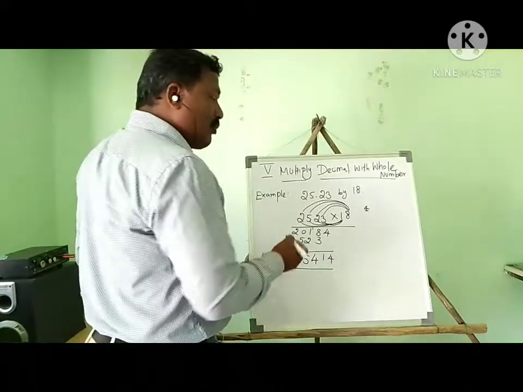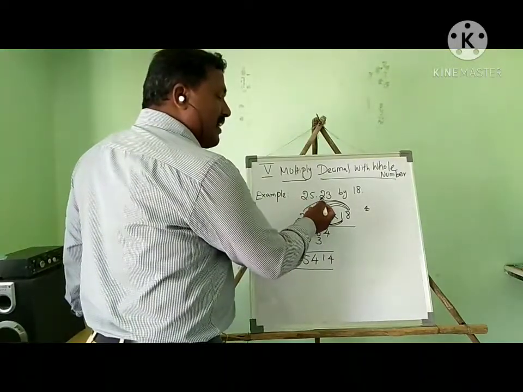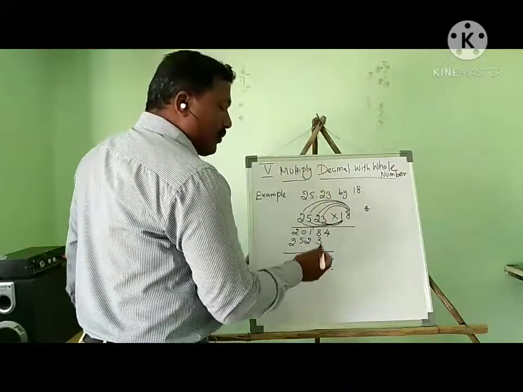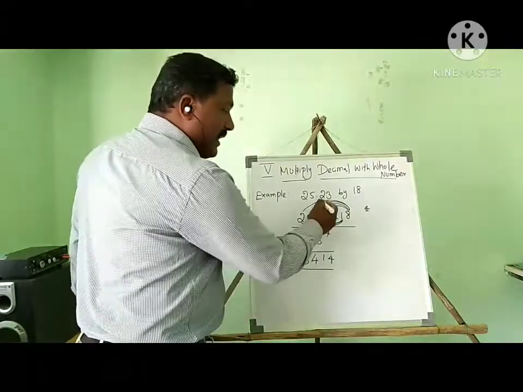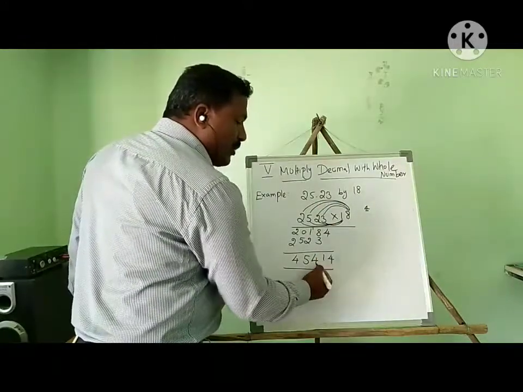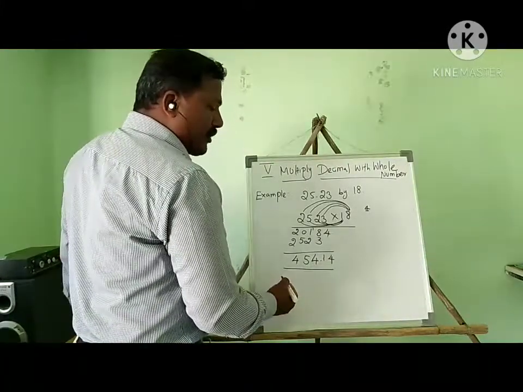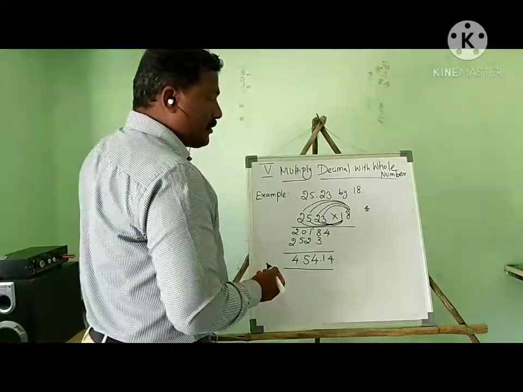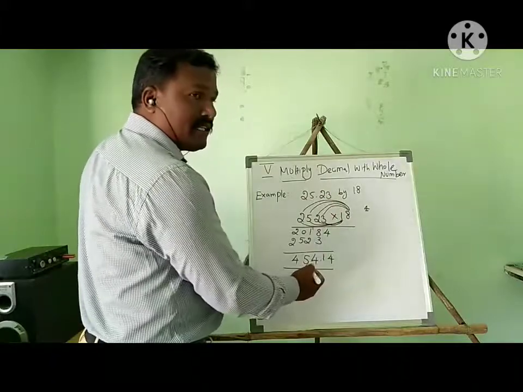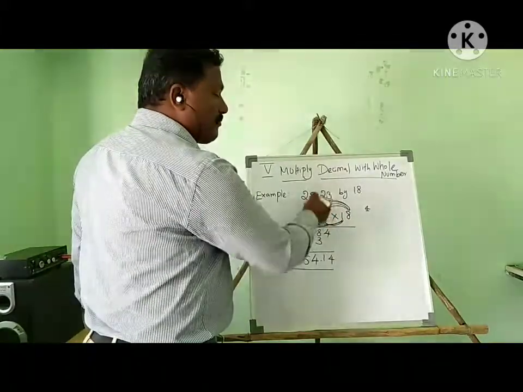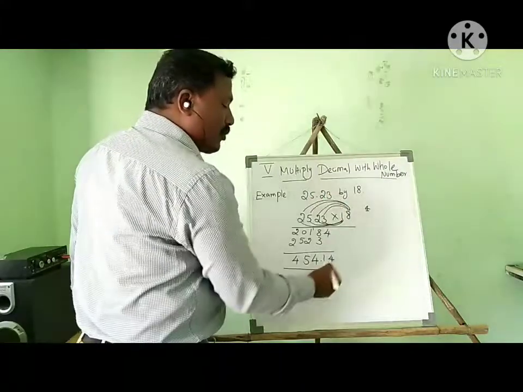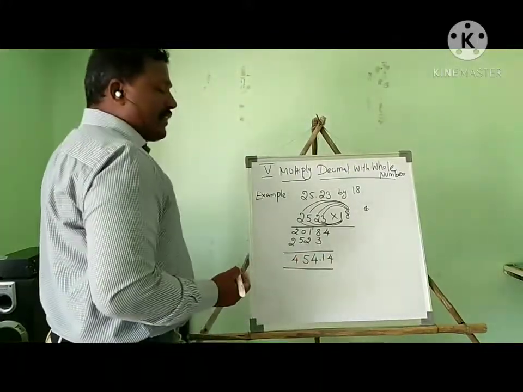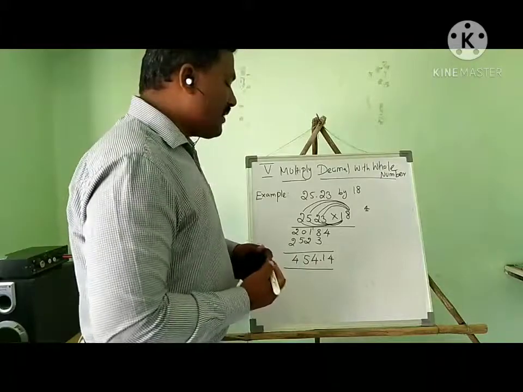So as per that, now look at the question. How many decimal places are there here? 2 places, 1 and 2. So at the end of this product, we have to put the decimal point, after 2 decimal places, from right to left. If you look at it now, 454.14 is the answer. So you have to multiply all these numbers, and at the end of the product you put the decimal point from right to left according to the number of decimal places. So this is the answer: 454.14.